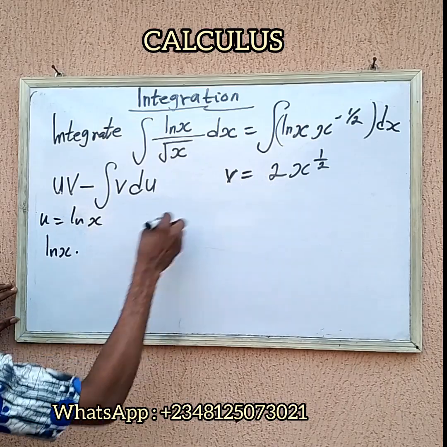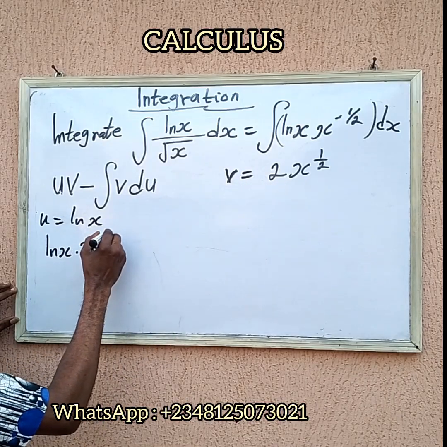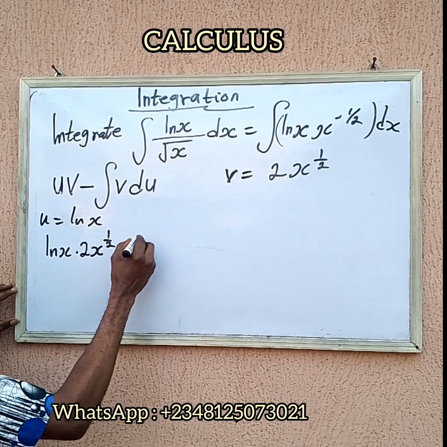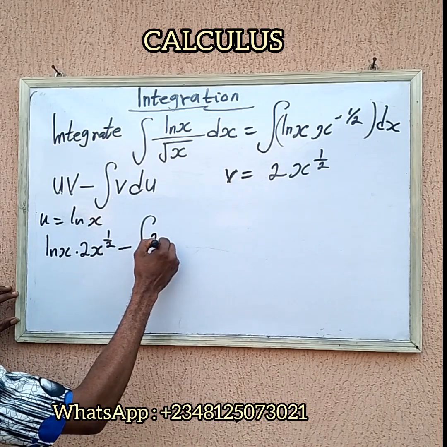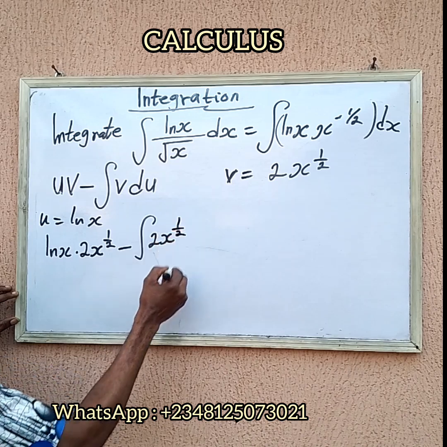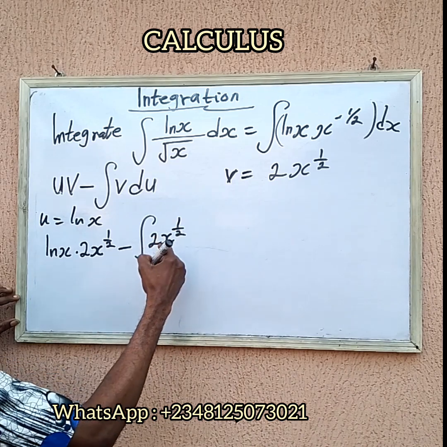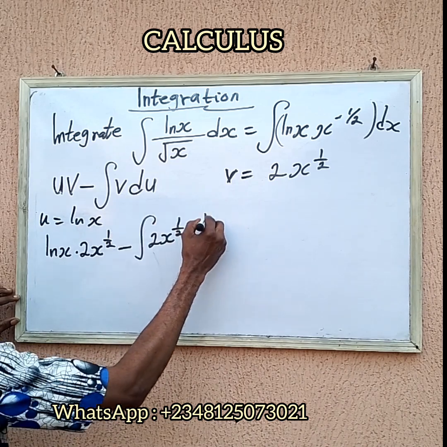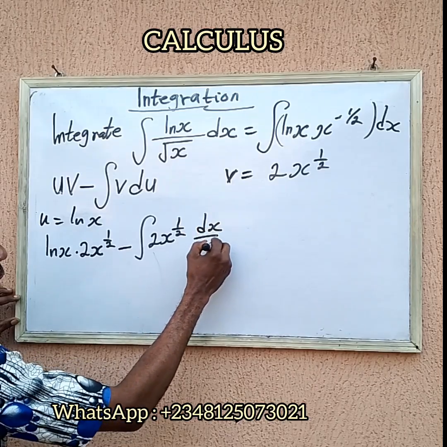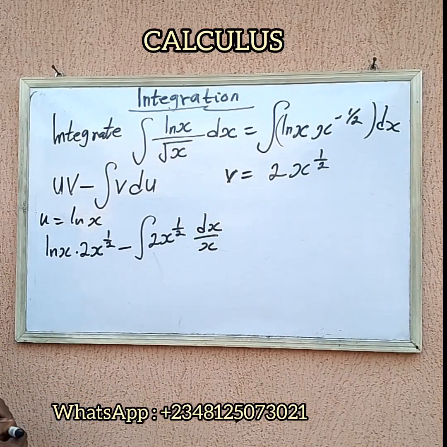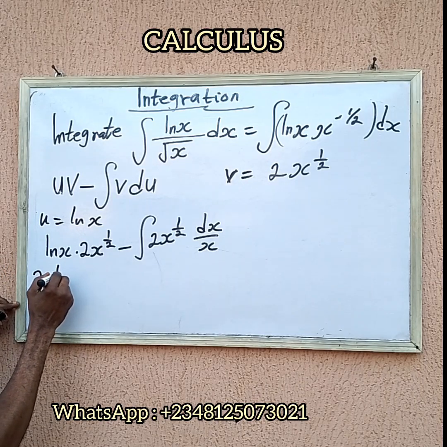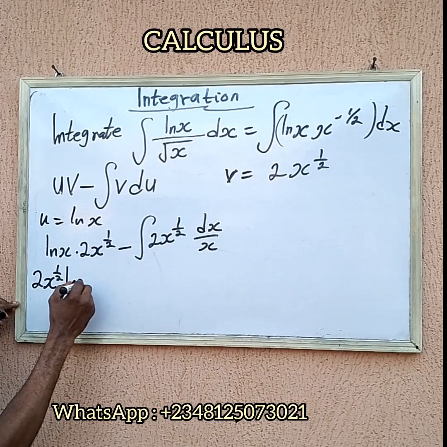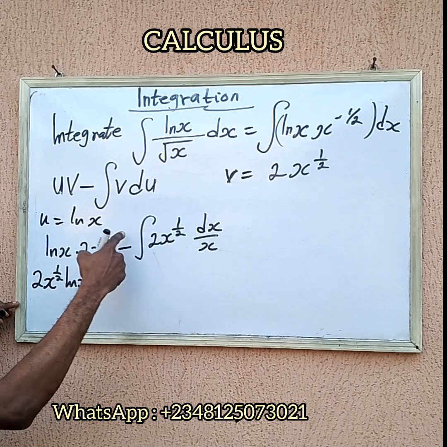What is our v? This is your v. That is 2x raised to what? 1 over 2. Then minus, we are going to put your v. Your v is what? 2x raised to power 1 over 2. Then multiply du. What is our du? Our du is what? Dx over what? X. Good. Now, let us multiply. This one will remain here. Nothing will change. So we can have 2x raised to power 1 over 2 ln of x minus, take this 2 outside.